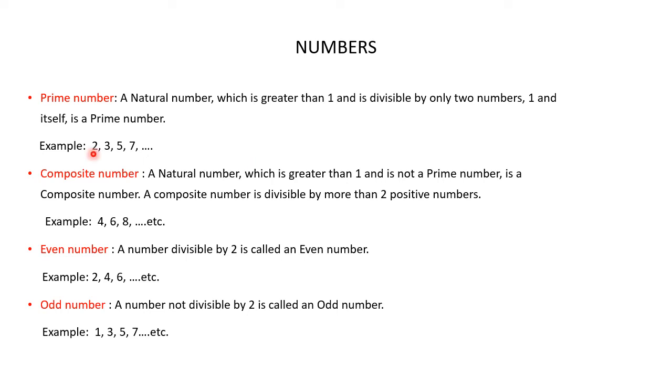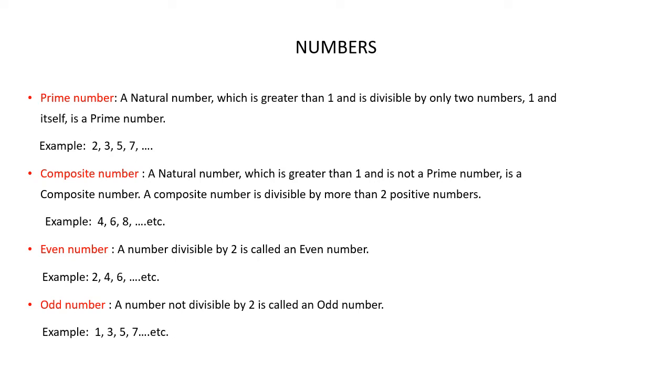2 is a prime number because it is greater than 1 and it is divisible by only two numbers, 1 and itself, that is 1 and 2. 3 is a prime number because it is divisible only by 1 and 3. 5 is a prime number because it is divisible by only two numbers, 1 and 5. Similarly, 7 is a prime number because it is divisible only by 1 and 7.